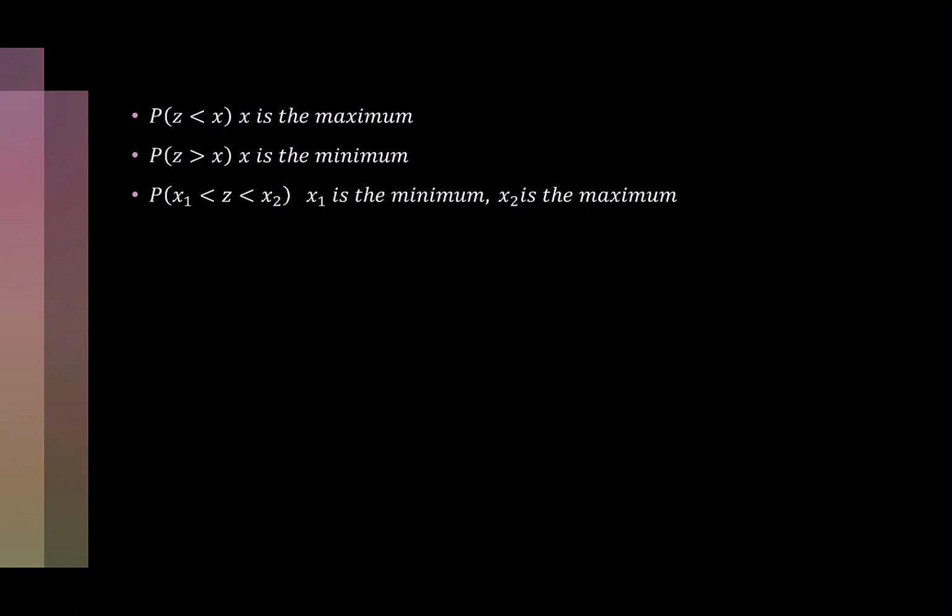As a quick recap, when you have the probability that z is less than x, x will be the maximum. When you're looking for the probability that z is greater than x, x will be the minimum. And when you have the probability that z is between x1 and x2, x1 is the minimum, x2 is the maximum.